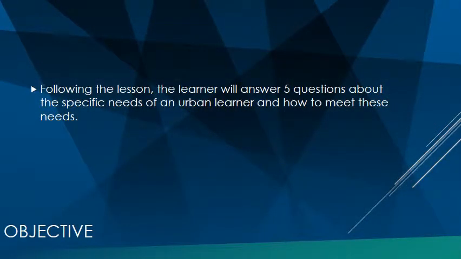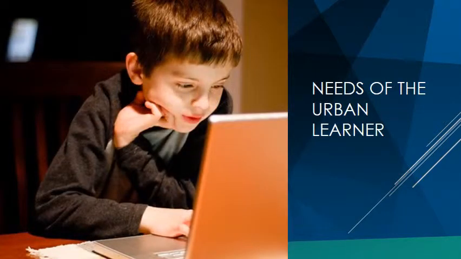The objective for this lecture is to answer 4 questions about the specific needs of an urban learner and how to meet those needs. These questions will be on the last few slides. Before we can determine how to best teach an urban learner, it is important to decide on a holistic description of an urban learner in today's society. Today we will work with the following definition of an urban learner. An urban learner is a student who is subject to a set of needs characteristic of the urban environment they are raised in. What exactly does this mean?